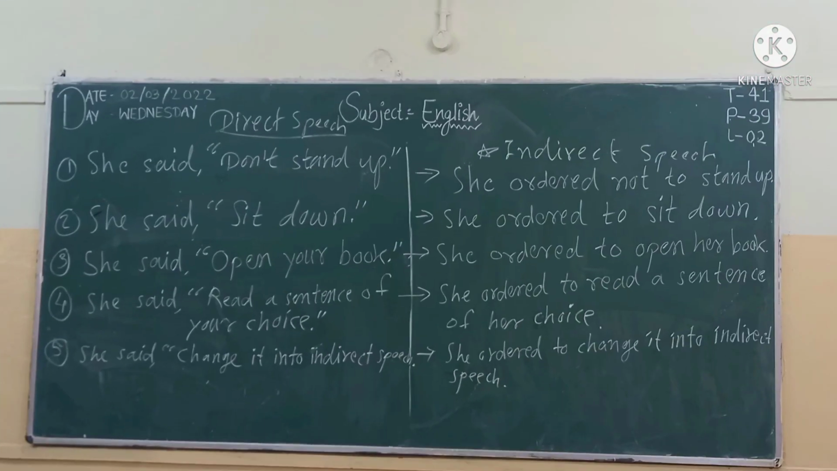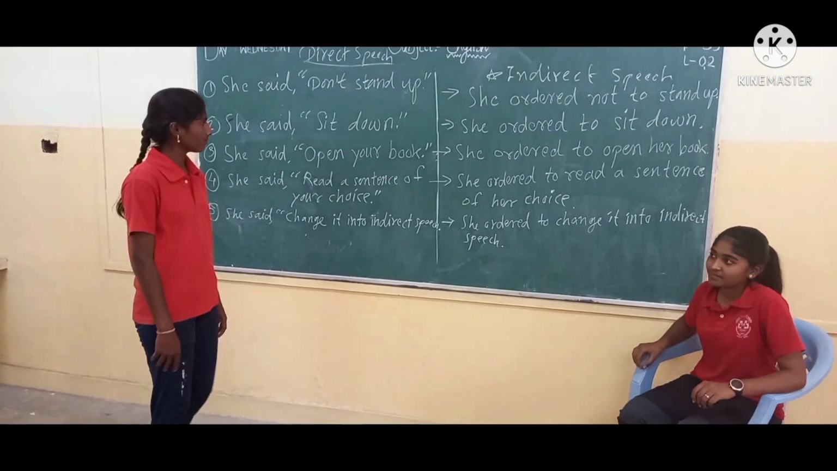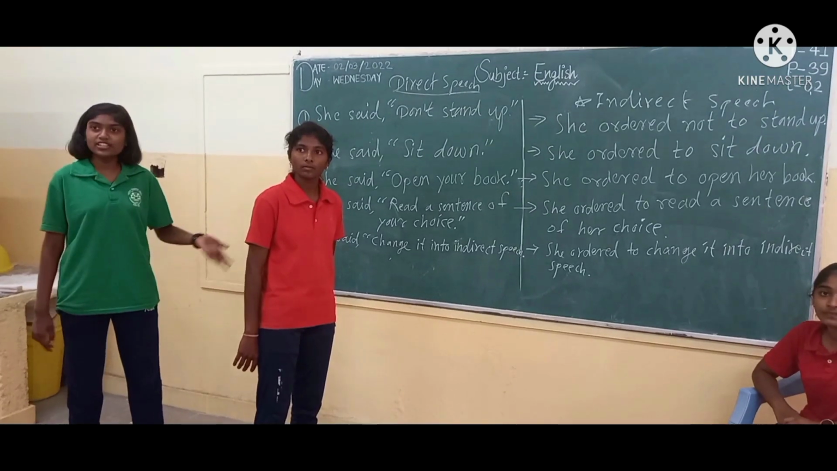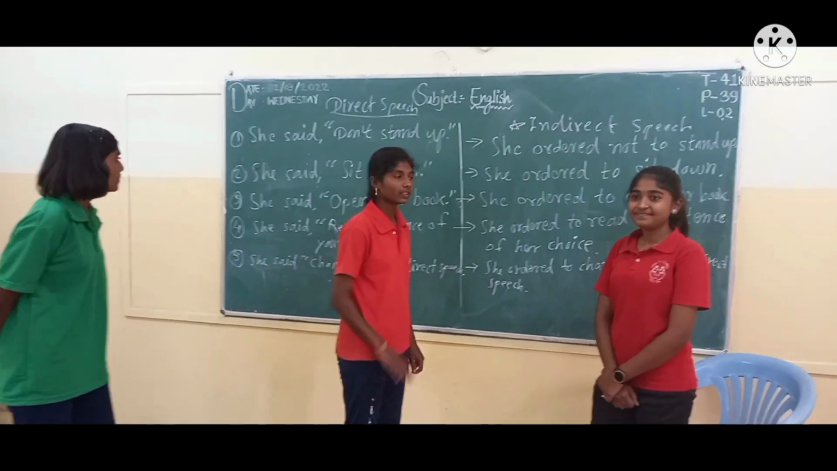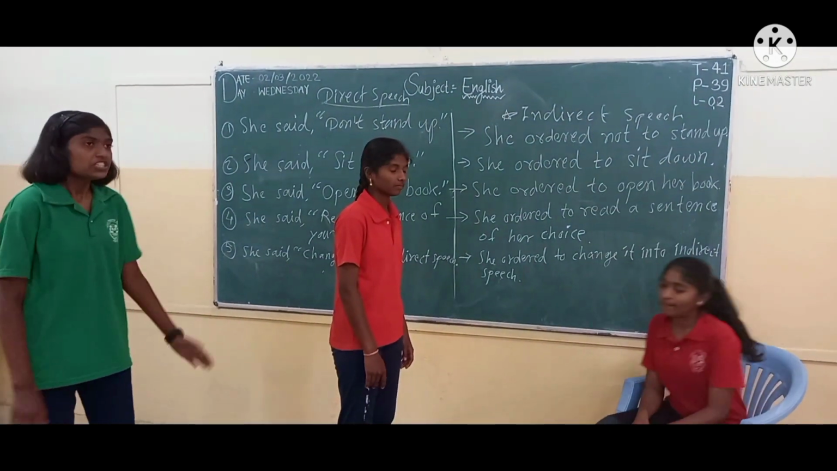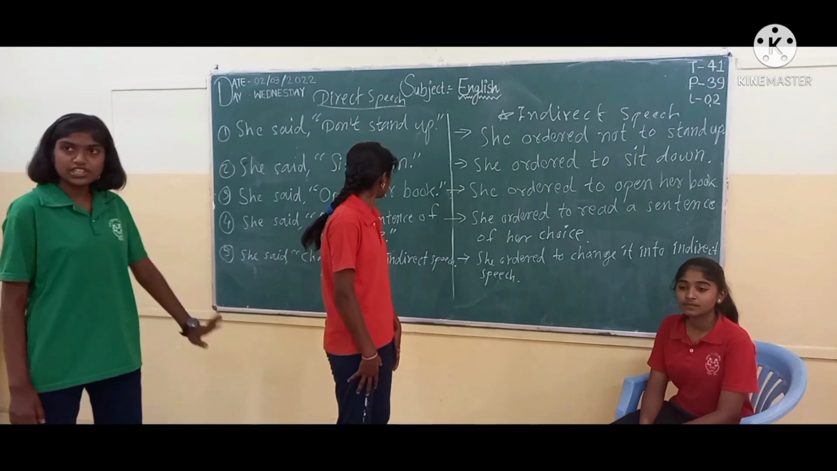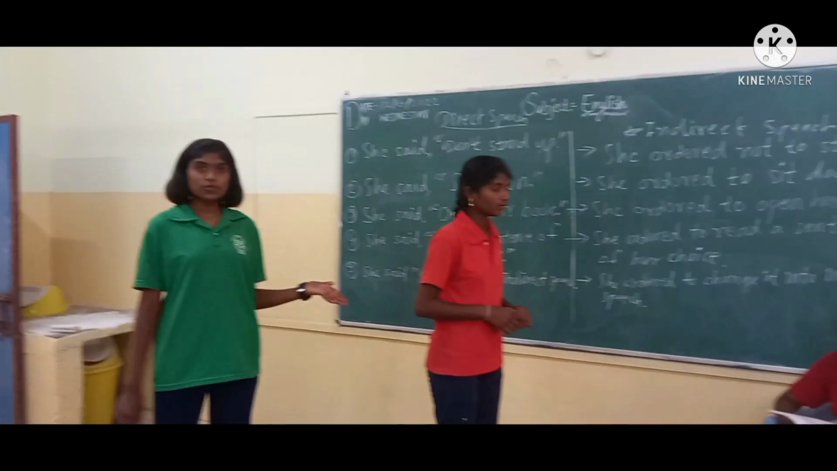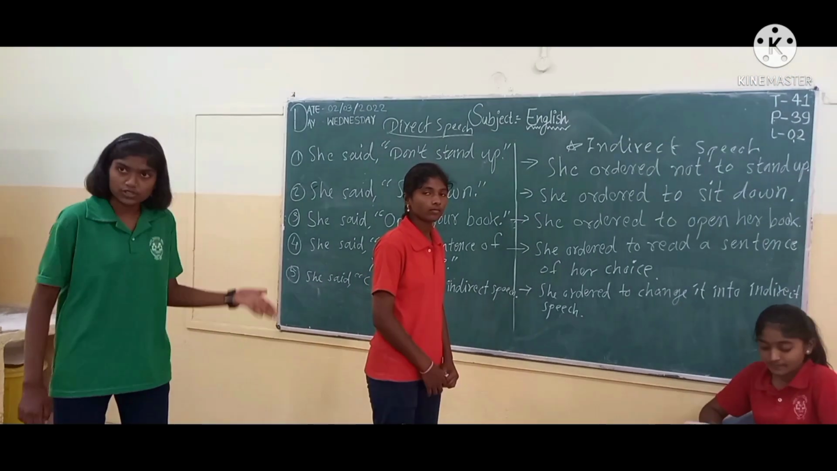Don't stand up. She said, don't stand up. And in the indirect speech, it will be, she ordered not to stand up. Sit down. She said, sit down. And in the indirect speech, it will be, she ordered to sit down. Open your book. She said, open your book. And in indirect speech, it will be, she ordered to open her book.